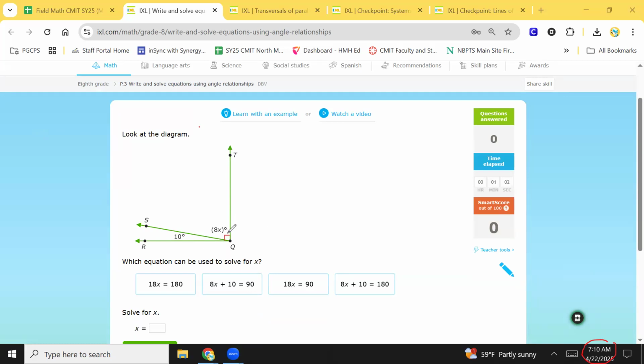So this is a right angle. I know that because of the little box there, right? That's what this little box means. And that means it equals 90 degrees, okay? All right angles are 90 degrees. So that means this angle, which is 8x, plus this angle, which is 10 degrees, add up to the right angle, right? Which we know is 90, because it's a right angle.